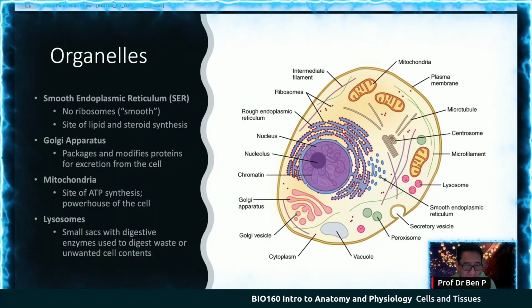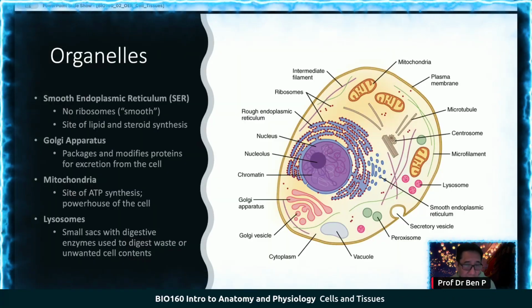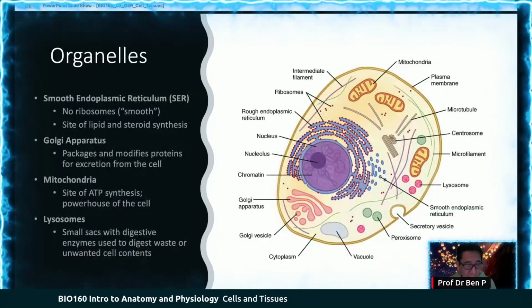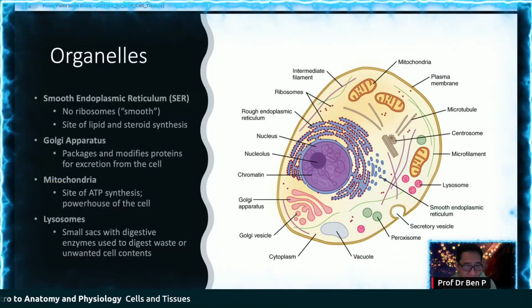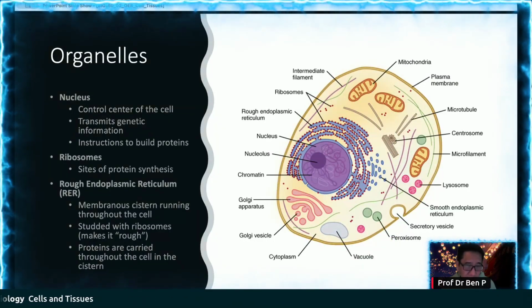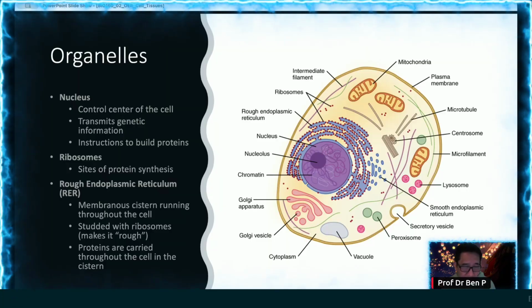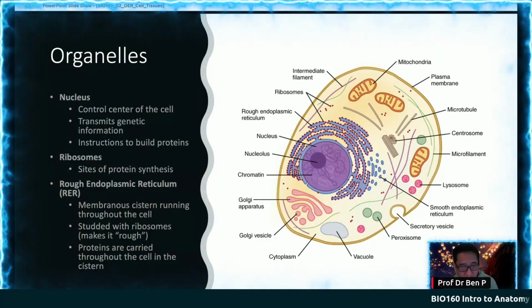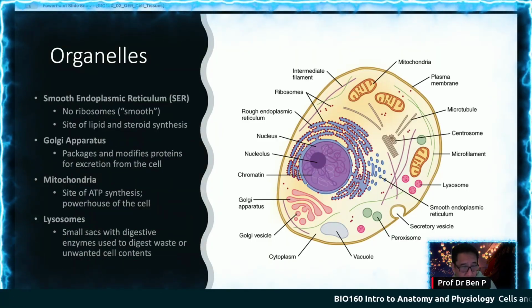Then you have the smooth ER. The smooth one, basically, you don't have the ribosome. Okay. The smooth one does not have ribosome. That's all it is. The rough has ribosome. So rough, R for ribosome. So rough has ribosome. Smooth, no ribosome.